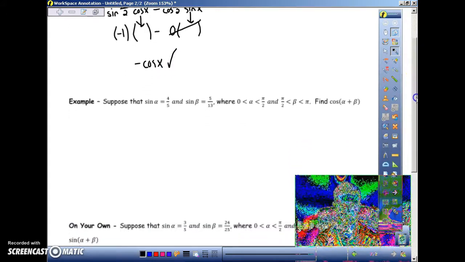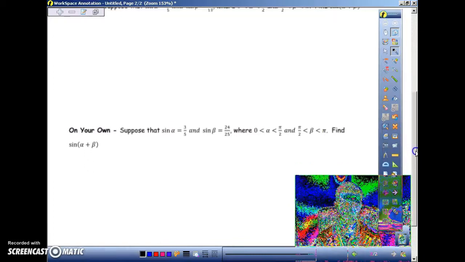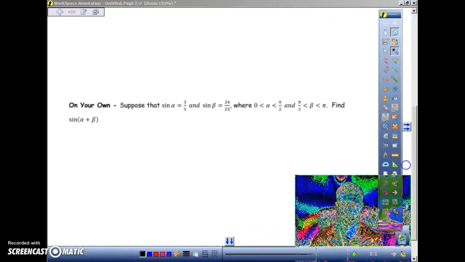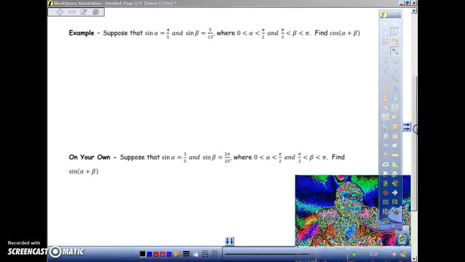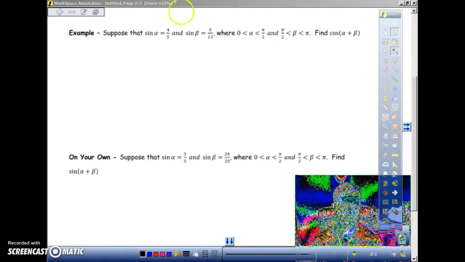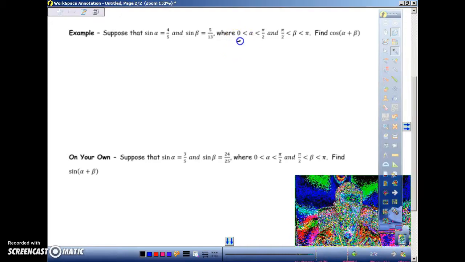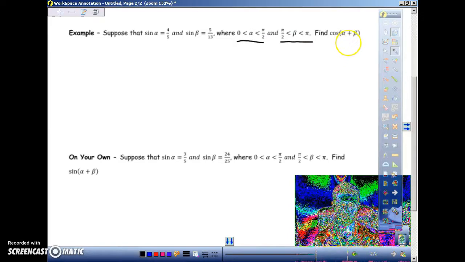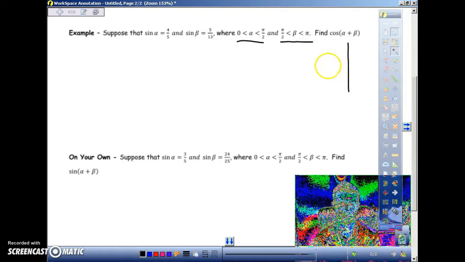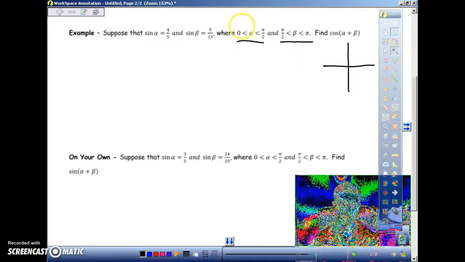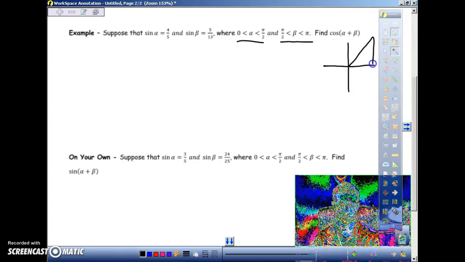Okay, now moving on. This one may seem like it's tough to do, but it's actually not that bad. What we need to do first is pay attention to the bounds that they're giving us. The bounds are basically telling us which quadrant we're going to be in. So I'm going to draw our triangles to start. Because what they're telling us is the sine of alpha. Alpha is between 0 and pi halves, which means alpha is going to be in our first quadrant. So that's the first thing that we're going to do. This is our alpha right here.